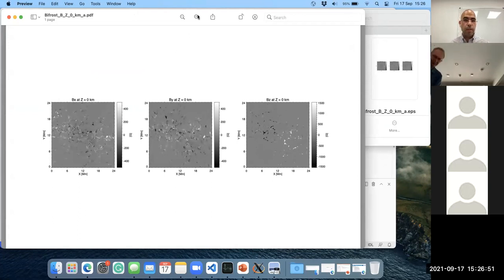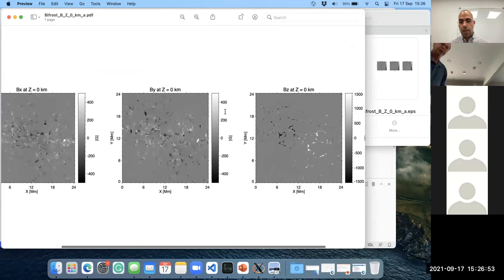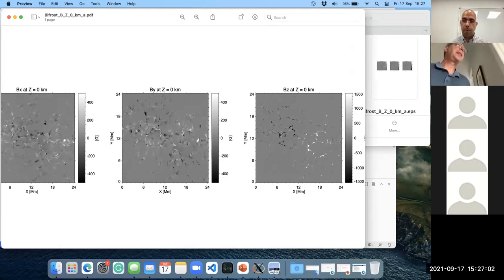Okay, so in this case Bz looks like the longitudinal component of the magnetic field. You have network patches where the magnetic field is pointing towards us, and in other cases in the opposite direction.